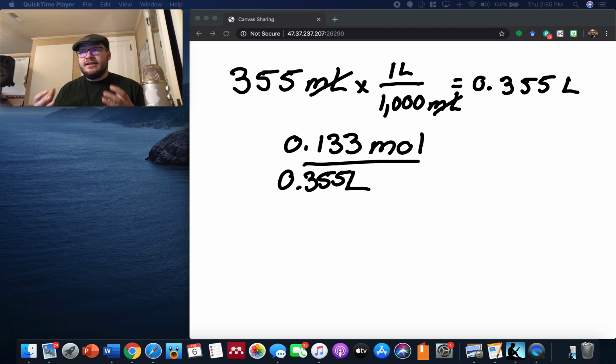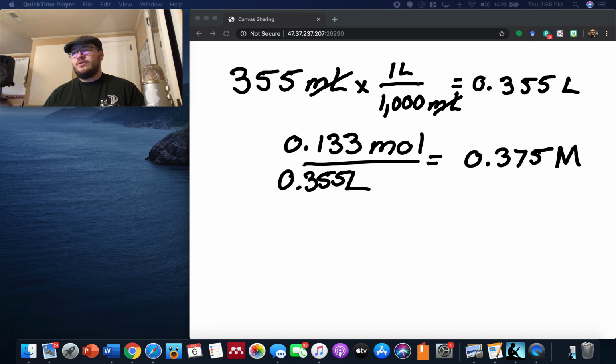So now I can calculate the molarity, and if I do that, I get 0.375. And then the units of that, you could say moles per liter, or you could say big M, right? Big M for our molarity. That's what represents our molarity.